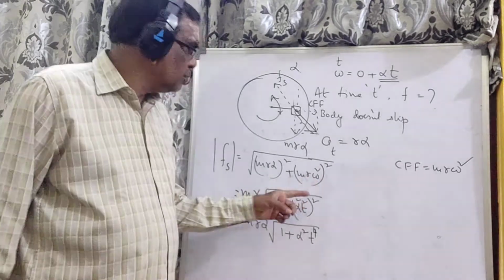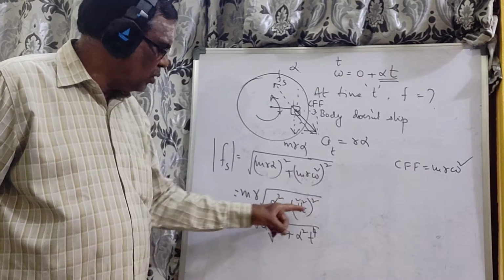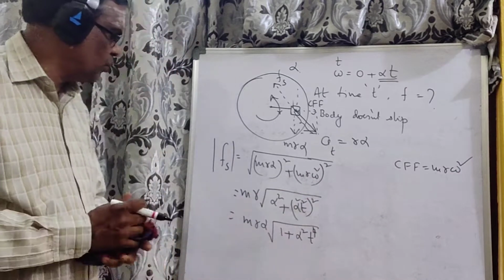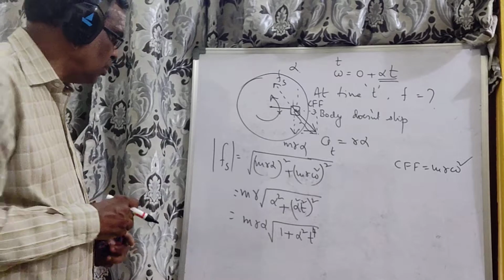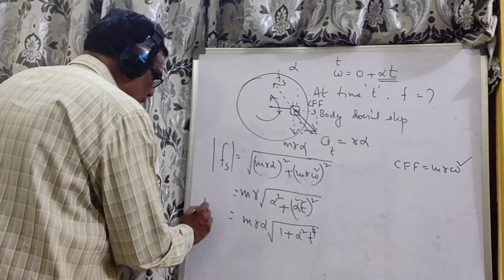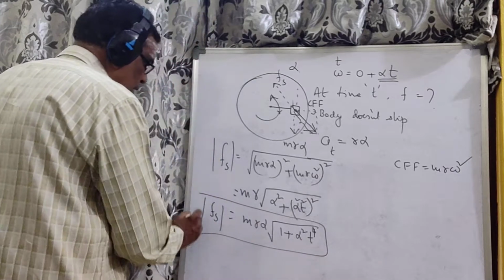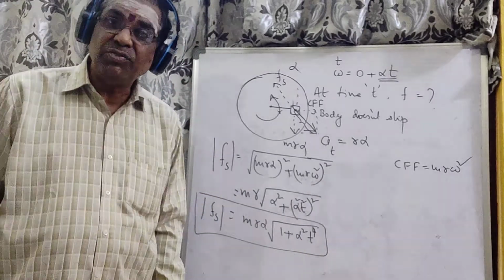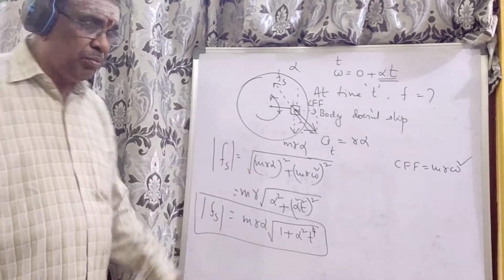Omega square, omega is alpha t, so alpha square t square whole square, alpha 4 t raised to 4. Alpha square, I took it out. So this is how you have got. Now this is the magnitude of the frictional force. That is how you have to give. Very, very important.